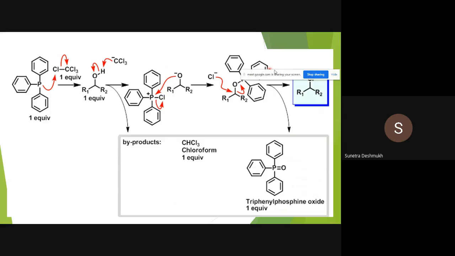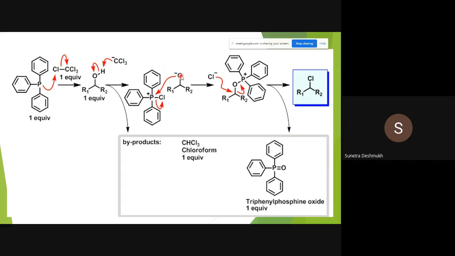So this is also the same thing, but it's not clearly mentioning all steps. So first step, activation of this triphenyl phosphine by abstracting chlorine from the CCl4, both are one equivalent. So now once we generated CCl3 minus, that one is abstracting proton from this starting material alcohol, that one is also one equivalent. So we have now this type of positively charged phosphorus atom and negatively charged alkoxide ion.